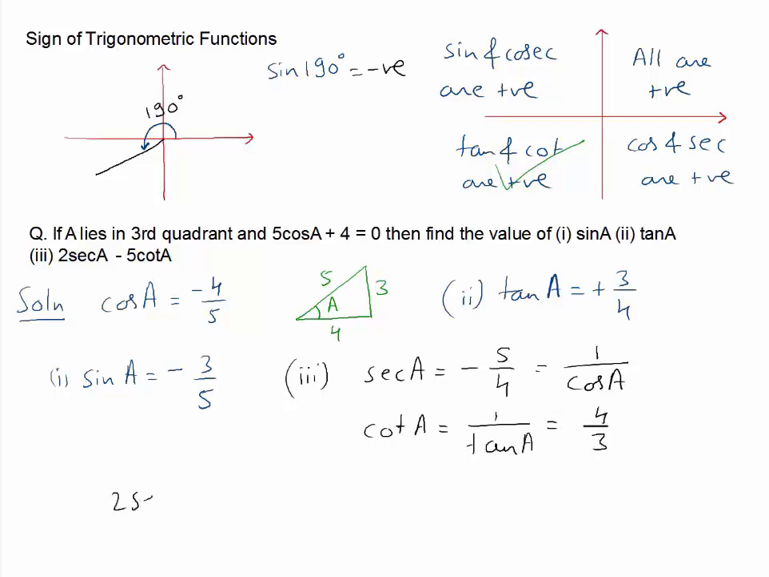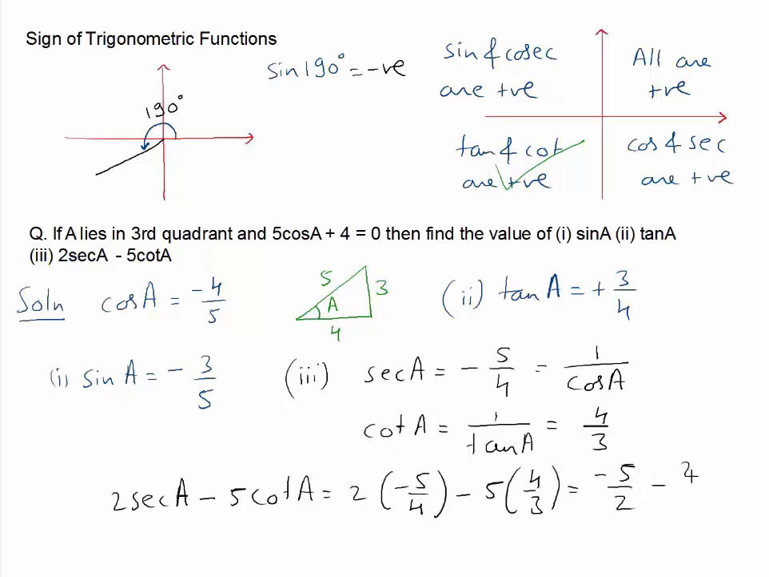Now 2 sec A minus 5 cot A would be equals to 2 times minus 5 by 4 minus 5 times 4 by 3. So that would be minus 5 by 2 minus 20 by 3. So we can take LCM. We will get 15 and this will be 40. So this will be minus 55 by 6 would be the final answer.